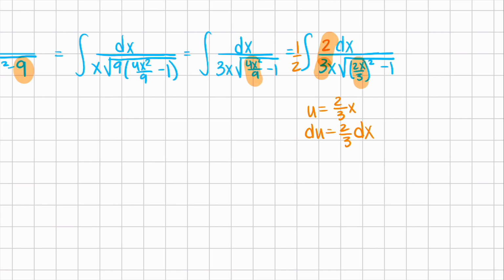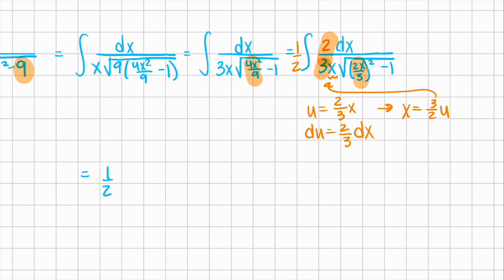So if I'm thinking ahead, I'm going to be able to plug in for my u. I'm going to get my du, but we still have this x that we need to figure out. So I'm going to now isolate x with my u equals 2/3 x. That means that x equals 3/2 u. So I'm going to replace x with 3/2 u in the next step. So let's make everything in terms of u.